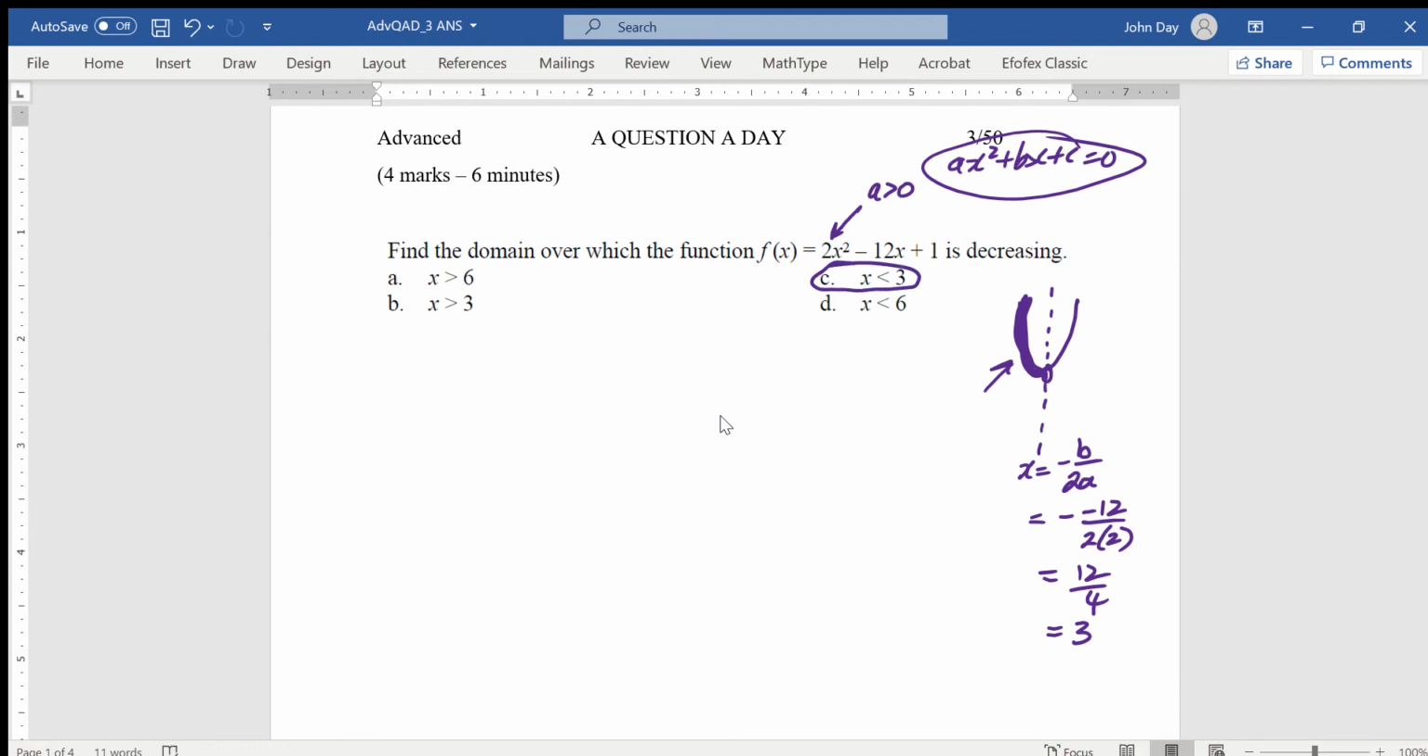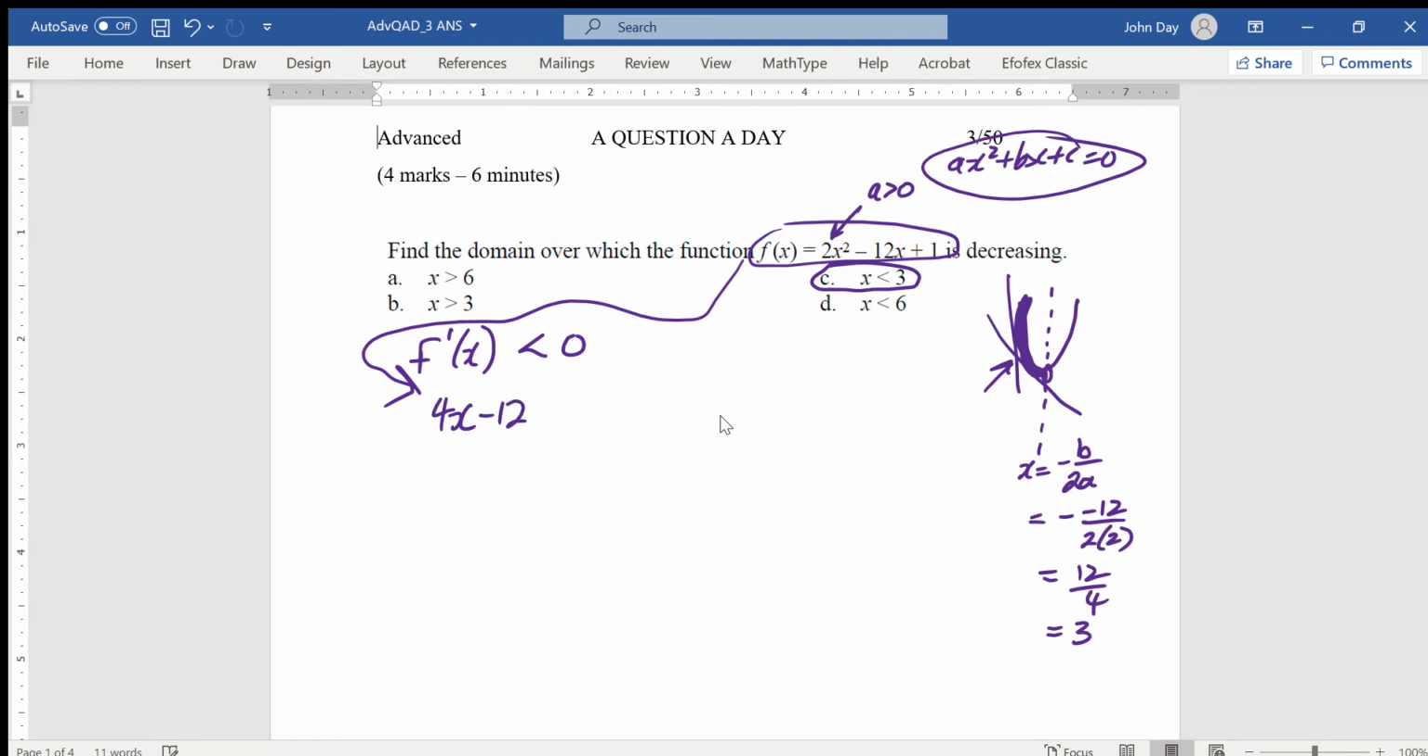But if you weren't sure of the shape of the function, you would say, well, for a decreasing function, we want the first derivative to be less than 0. We want it to have a negative gradient. We can see that happening here, can't we? It's got a negative gradient. So we just need to differentiate the function we've been given. We differentiate that and we get 4x minus 12. We want that to be less than 0, so 4x is less than 12, so x is less than 3. So the answer was C for sure there.